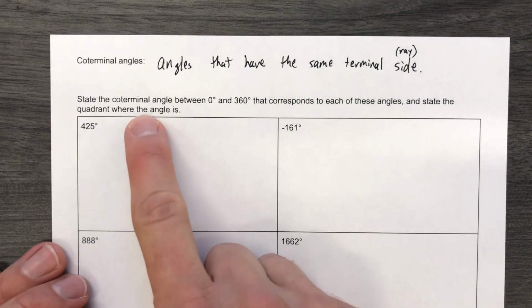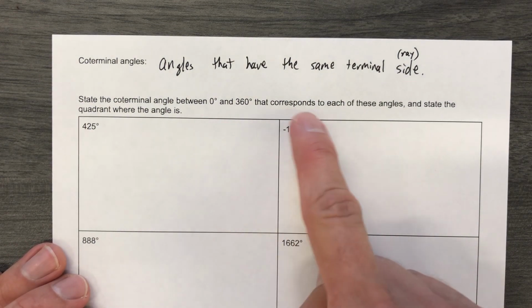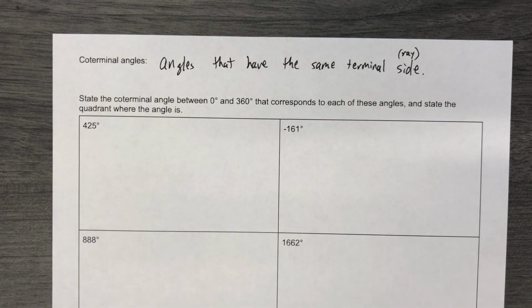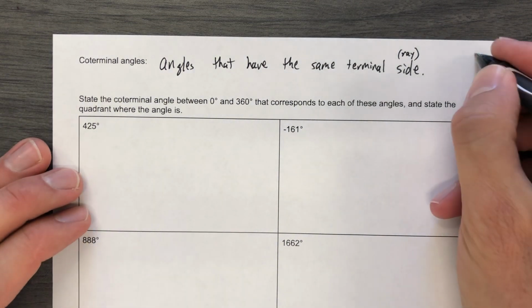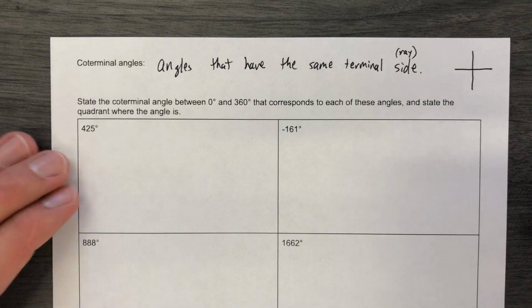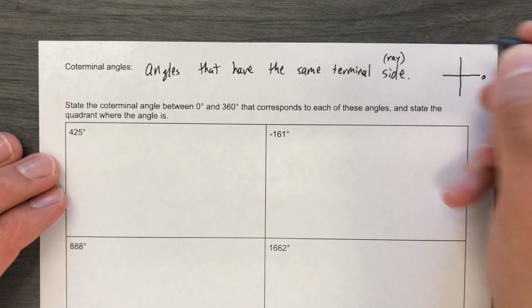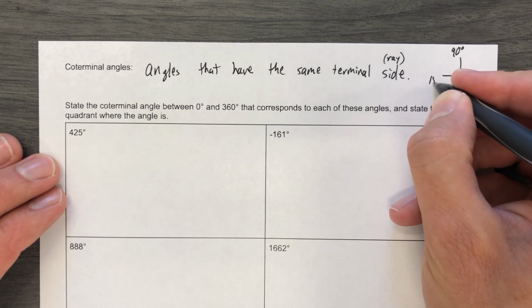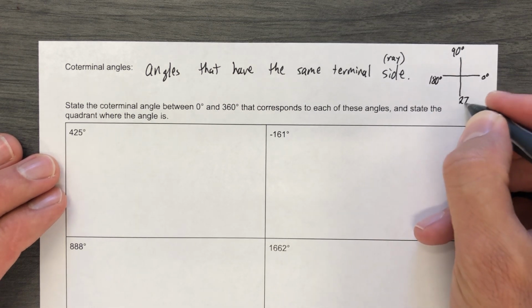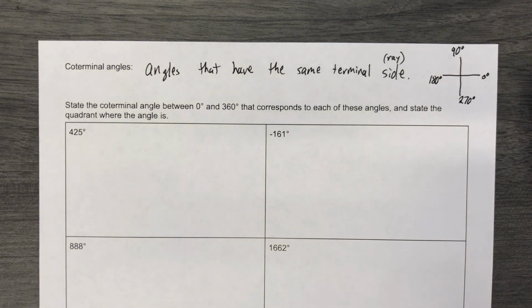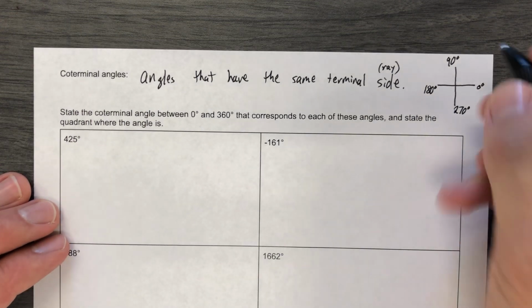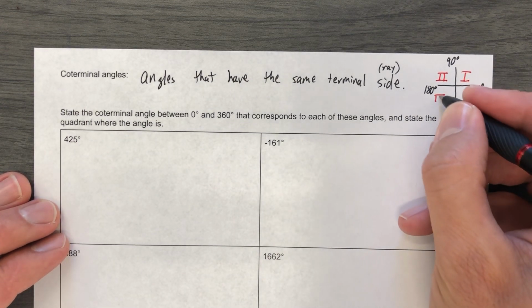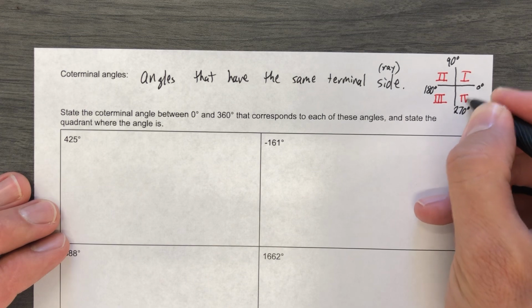State the coterminal angle between 0 and 360 that corresponds to each of these angles, and state the quadrant where that angle is. Quadrants. Let's get reminded about what that is. First of all, I think it's worth writing 0 degrees, 90 degrees, 180 degrees, 270 degrees. And this quadrant right here is quadrant 1. This is quadrant 2. We use Roman numerals for these. Quadrant 3 and quadrant 4.